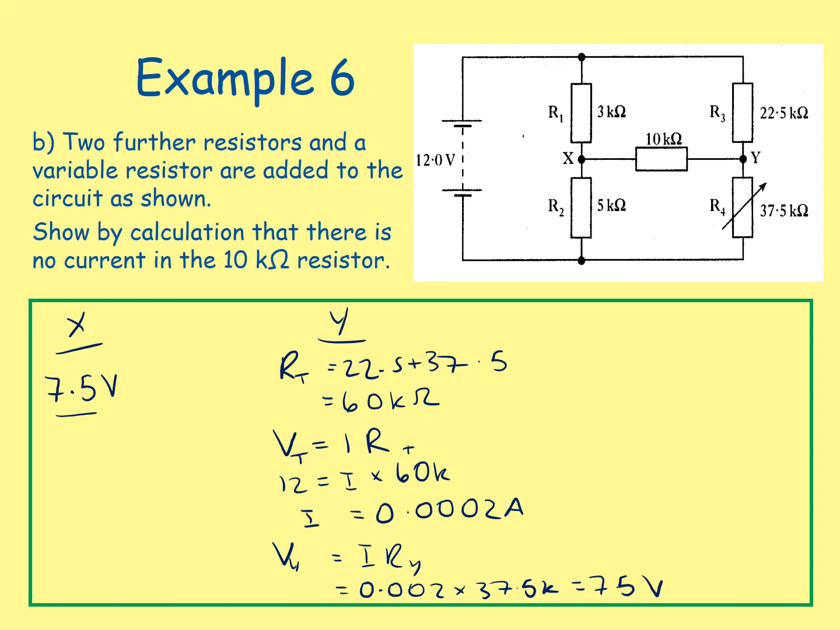And to find the potential difference between point X and point Y, we have to take away X from Y. So our 7.5 minus 7.5, we can see they're exactly the same, so our potential difference is going to be 0 volts. Therefore, there is no current in the 10 kilo ohm resistor.